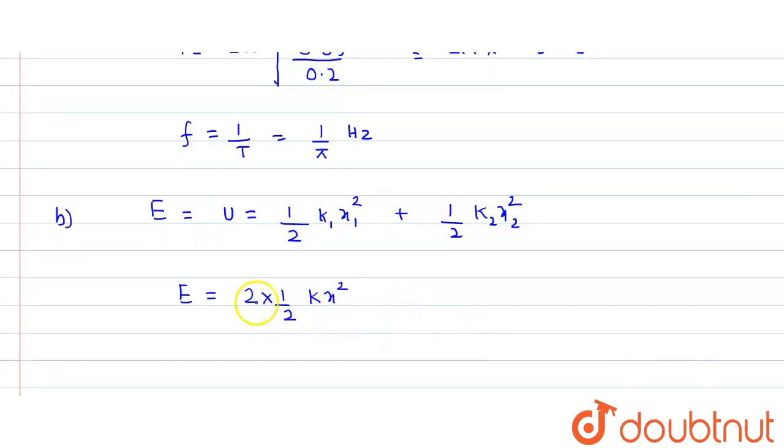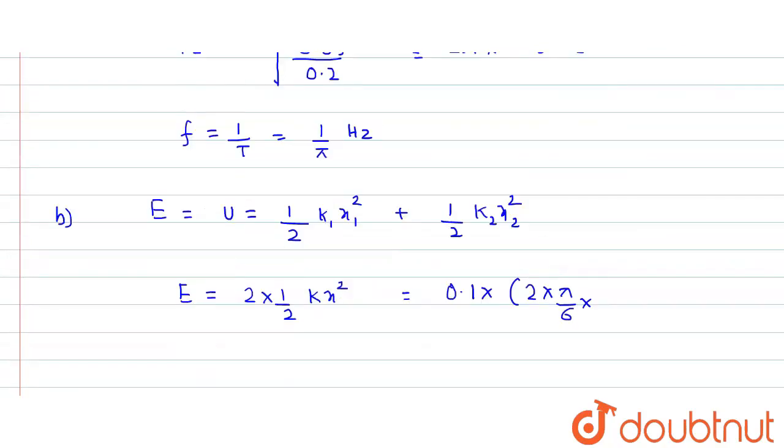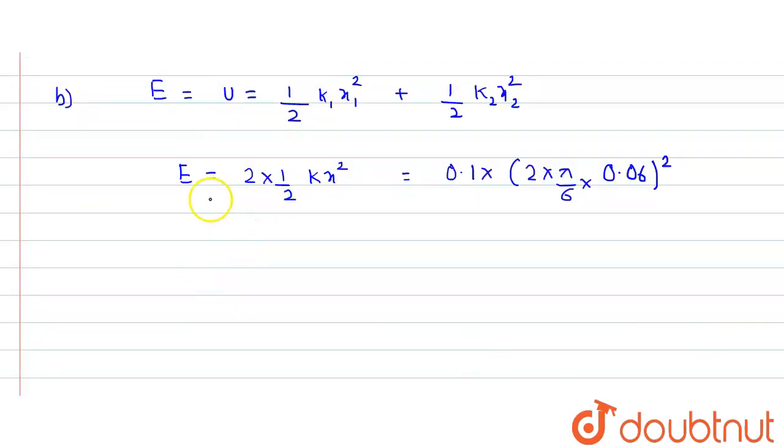So if we put the values, 2 would be gone. So the k value we know is 0.1, into x, which is 2 times s. s is what? Pi divided by 6, this is our angle, multiplied by the radius. Radius is 0.06. So 0.06 is the square of this number. So our E would turn out to be, if we calculate, the total energy equal to 4 pi square into 10 raised to the power minus 5 joule. This would be our energy.